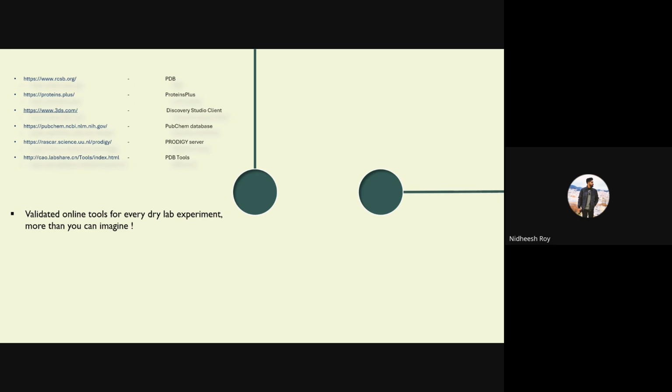If you simply Google, you'll understand that for each type of analysis, which is dependent on either the chemistry or biology of the molecule, you will have a lot and lot of web servers to analyze, use tools, and interpret results.